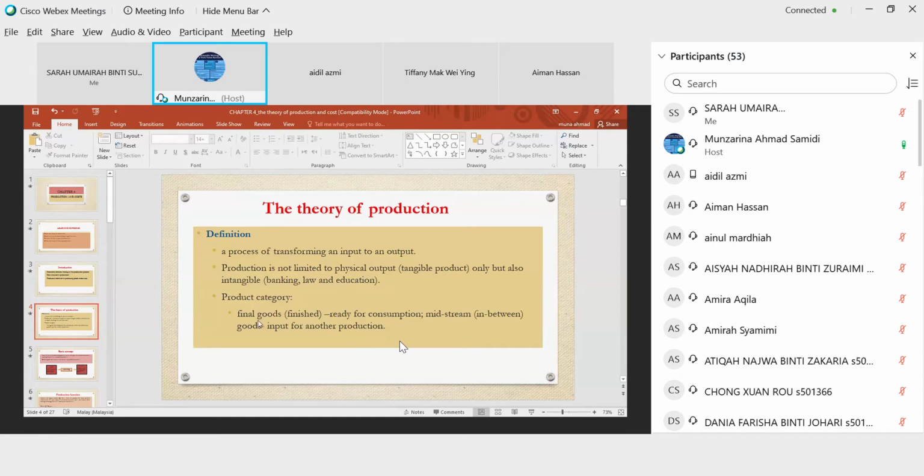And then we also have to differentiate between final goods and intermediate goods. An intermediate good could be an input as well. What is the final good?